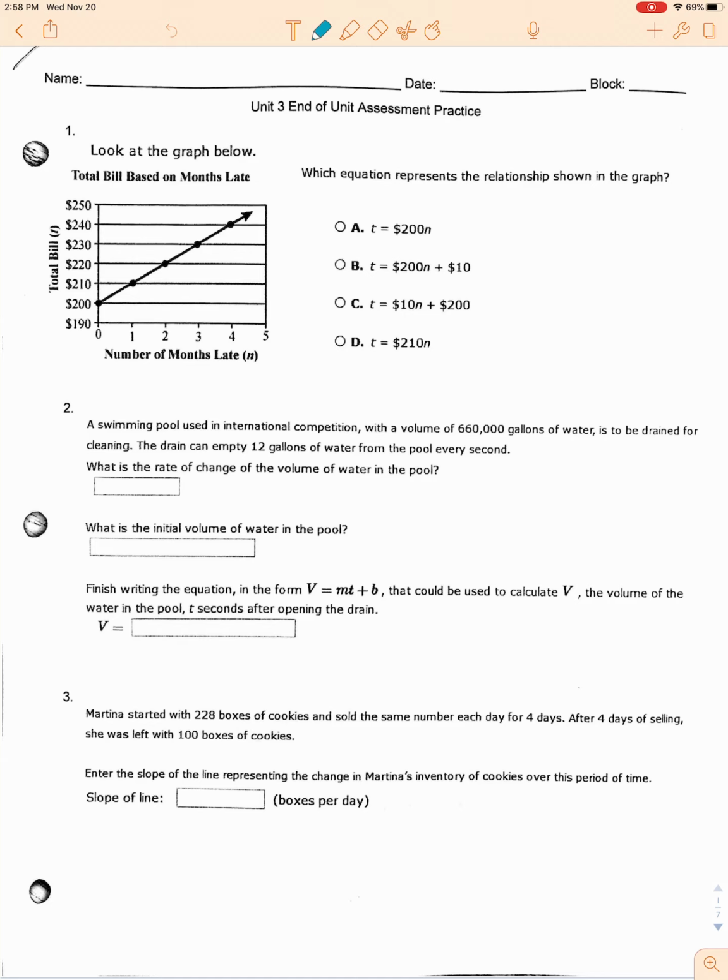So for number 1, it says, look at the graph below. Which equation represents the relationship shown in the graph? So the first thing you're going to want to look for is the y-intercept. Then you're going to want to find the slope, and then you're going to want to look for y equals mx plus or minus b. Y equals mx plus or minus b is our slope-intercept form. So slope-intercept form is what these equations are written in, and I need you to tell me which one represents the graph. Go ahead and pause.